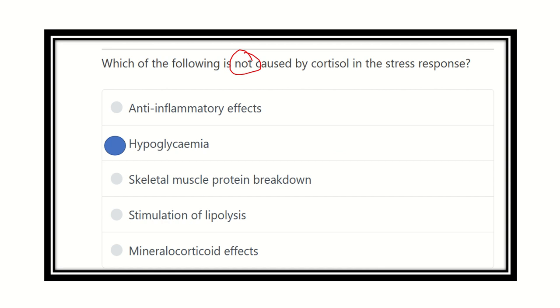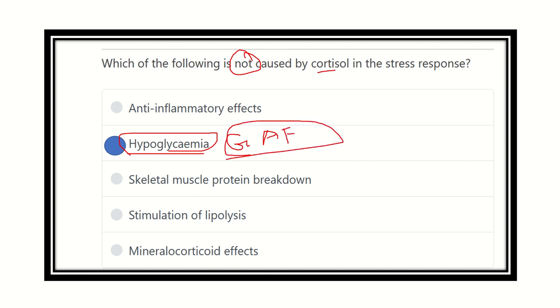Which is not caused by cortisol? Here, hypoglycemia is not true regarding cortisol, because cortisol is an emergency hormone and it increases all the food material, that means glucose, amino acids, and fatty acids. But hypoglycemia is not true. Anti-inflammatory effect, it is true. Skeletal muscle protein breakdown, it is also true. Stimulation of lipolysis, also true. Mineralocorticoid effect, also true. So the false answer is hypoglycemia.